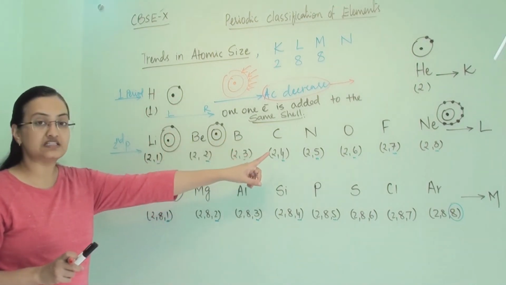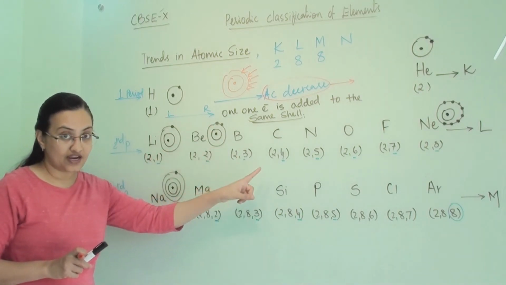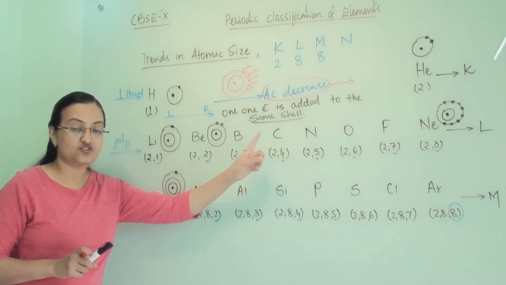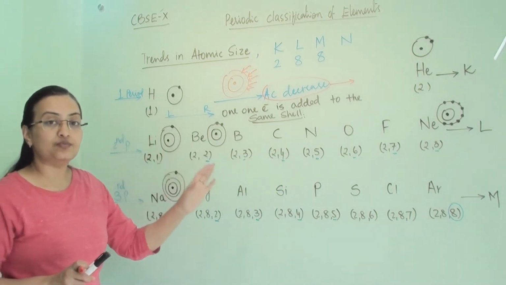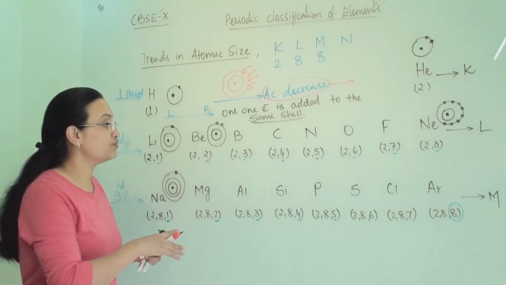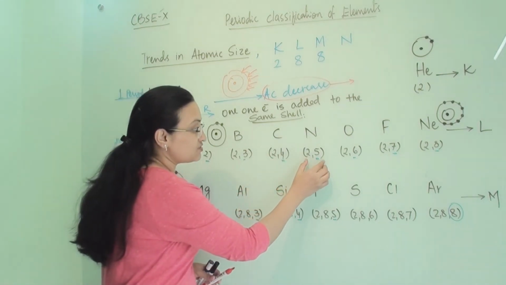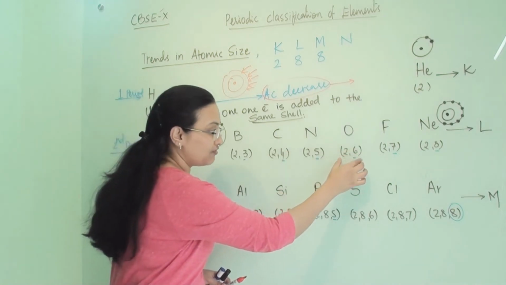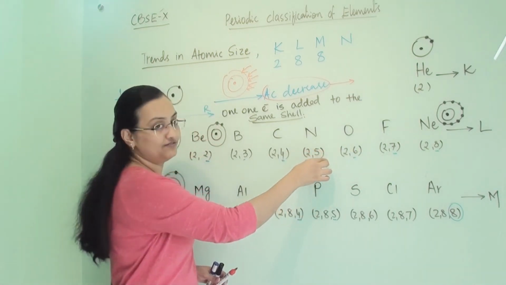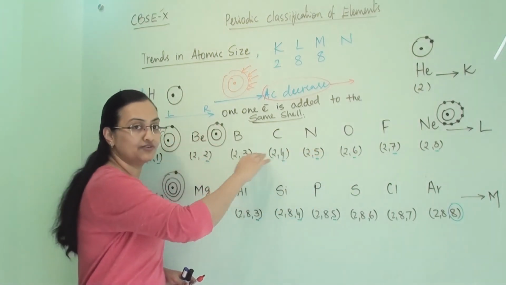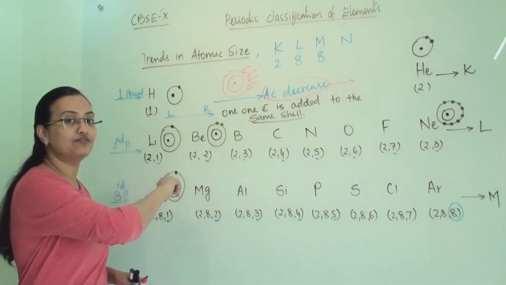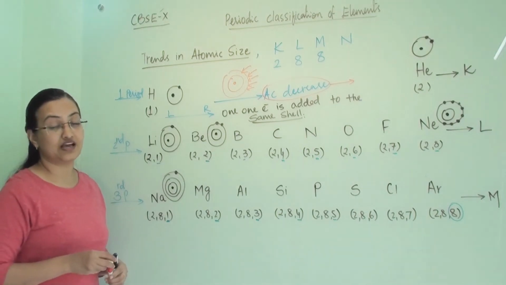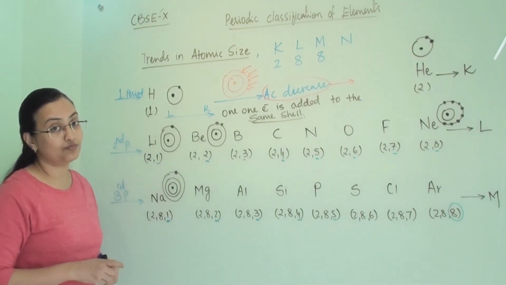What we have discussed is from left to right, which we can also call across the period. So across the period the atomic size will decrease. That also means the size of nitrogen is smaller than the size of carbon, and the size of oxygen is smaller than the size of nitrogen. That is the meaning of across the period, going from left to right. Now let us study the pattern of atomic size while going from top to bottom, or across the group.